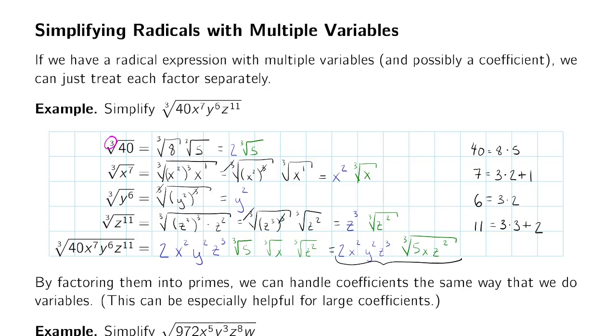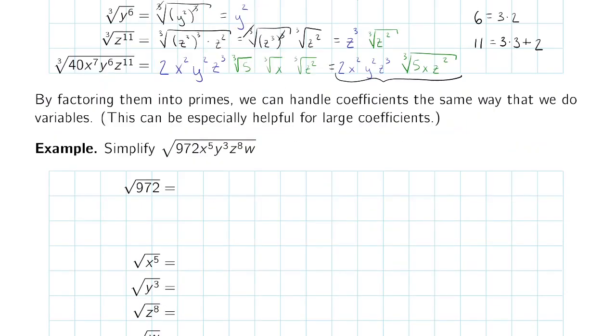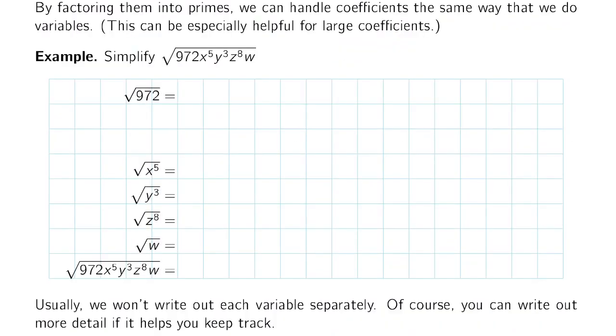Okay, so that's neat. Working with the variables is pretty easy, at least if we're okay with doing division with remainder on relatively small numbers. If we factor our coefficients into primes, we can actually treat the coefficients exactly the same way we treat the variables. So in this example, we have the square root of 972 times x to the fifth, y to the third, z to the eighth, w.